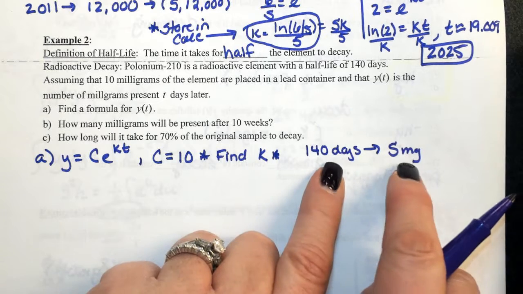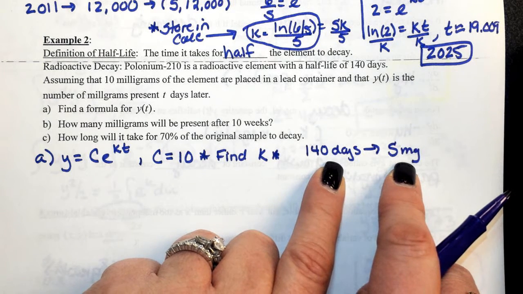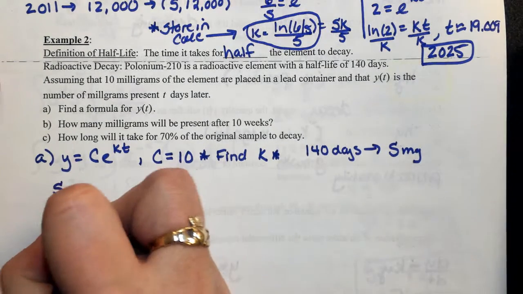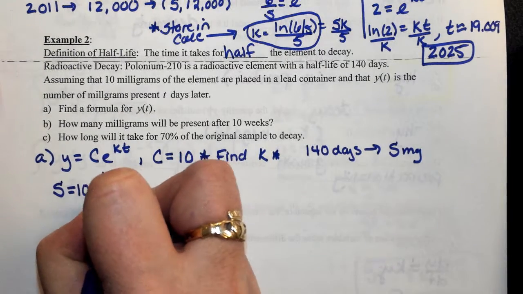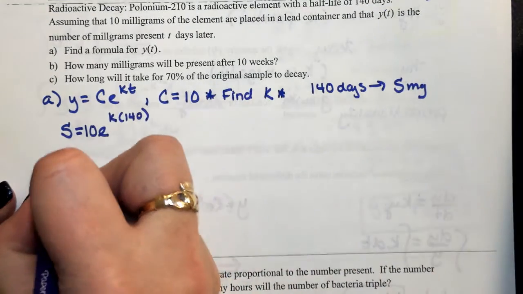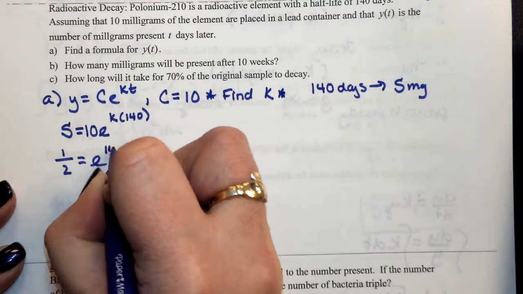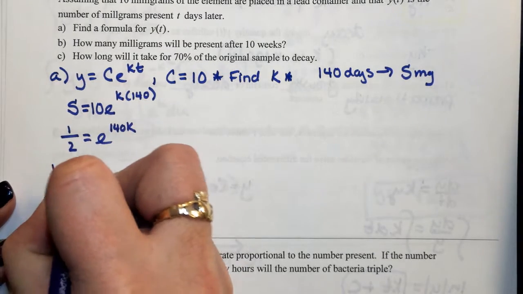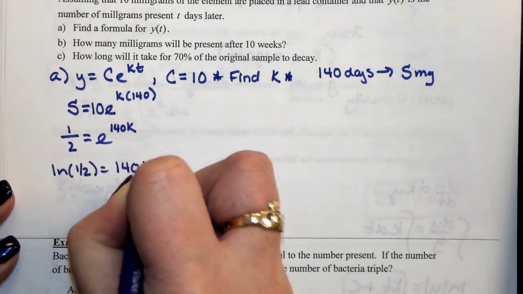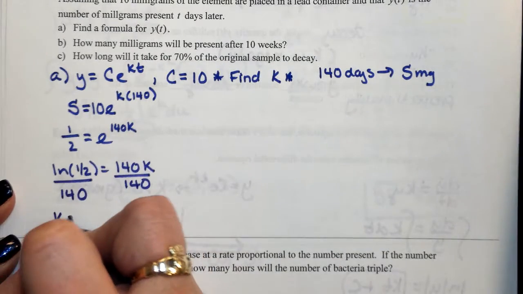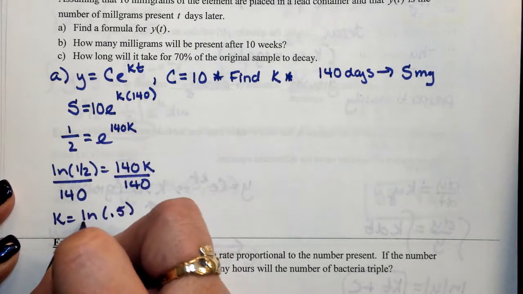So now I can use that 140 days and 5 milligrams to help me solve for k. So then I know that 5 is going to be equal to my initial amount of 10 times e raised to the k times 140. So I can divide by 10. I have 1/2 is equal to e raised to the 140k. Then what can I do to both sides of this equation? I can take the natural log, is equal to 140k, and then I can divide by 140. So k is equal to the natural log, and again, you could write 0.5 or 1/2, over 140.